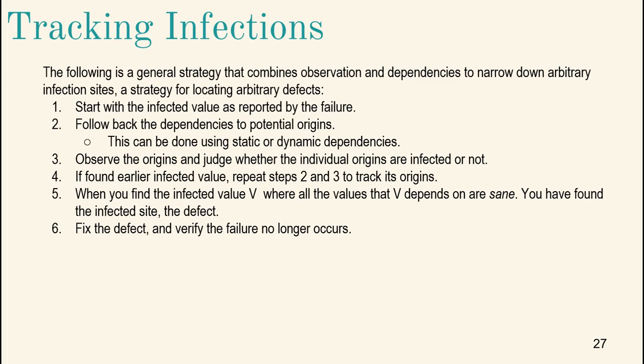Tracking infections. The following is a general strategy that combines observation and dependencies to narrow down arbitrary infection sites, a strategy for locating arbitrary defects. Start with the infected value as reported by the failure. Follow back the dependencies to potential origins. This can be done using static or dynamic dependencies. Observe the origins and judge whether the individual origins are infected or not. If found an infected value, repeat steps 2 and 3 to track its origins. When you find the infected value v, where all the values that v depends on are sane, you have found the infected site, the defect. Fix the defect and verify the failure no longer occurs.